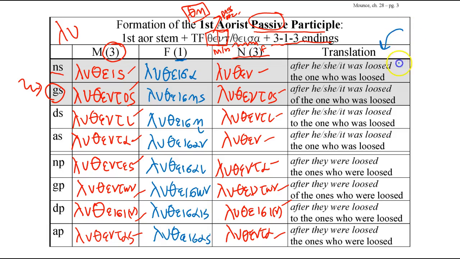Again, here's your translation. The more common adverbial translation is listed first, but you can also translate it substantively, the adjective as a substantive or noun, and that's their second translation.